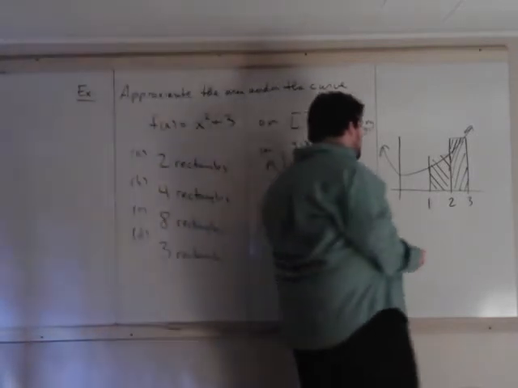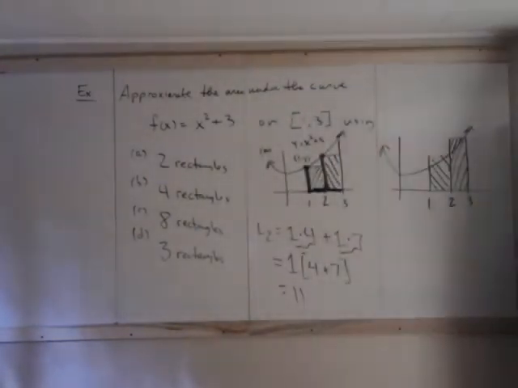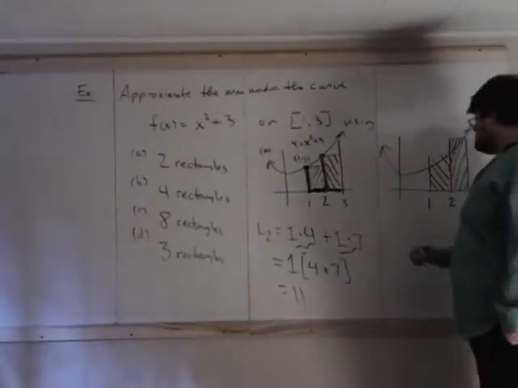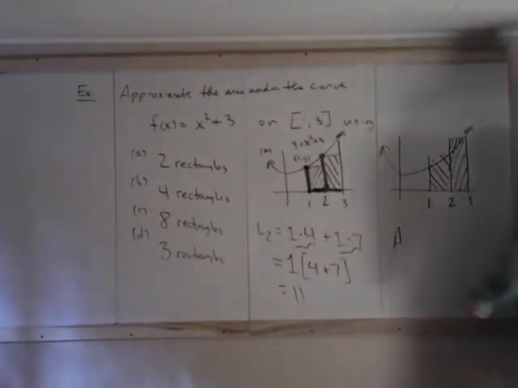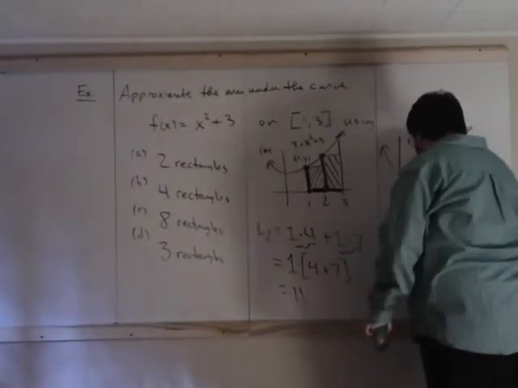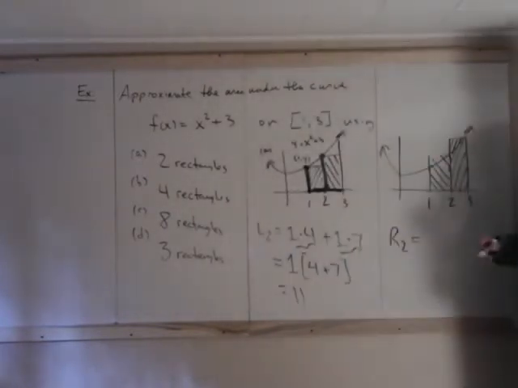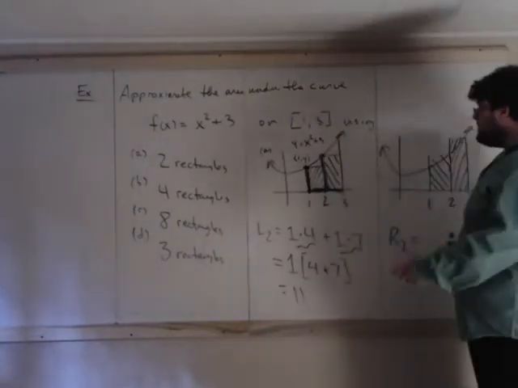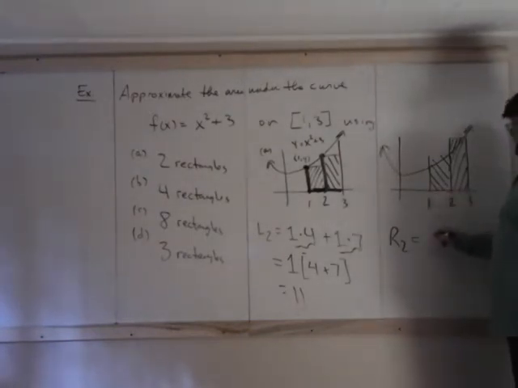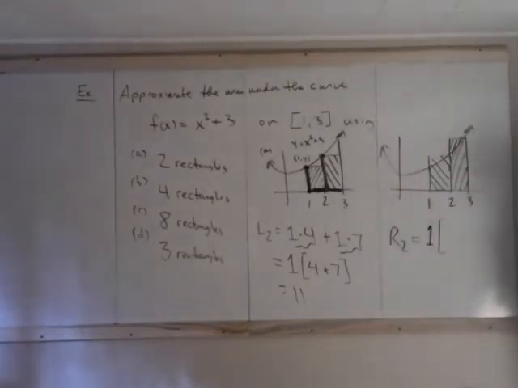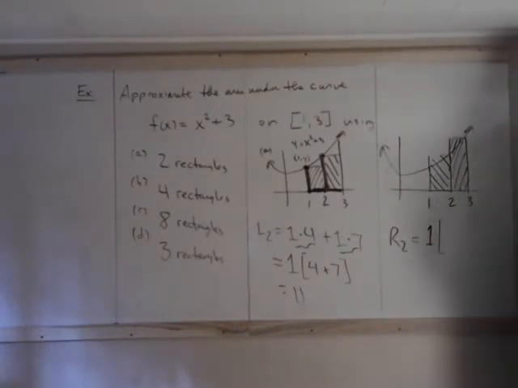So let's look at this next one. So here we have, not L2, we have R2. And let's make that observation about factoring out the one side, since we set it up so that the base would always be the same. So here we have length 1. The bases of the rectangles are all 1. And now we just need the heights of the rectangles.